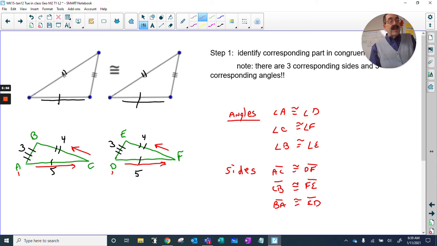The last thing I want to show you is we would actually say triangle ACB is congruent, and it has to go in the same order, to triangle DEF. Okay? All right. Let's go try a couple problems.